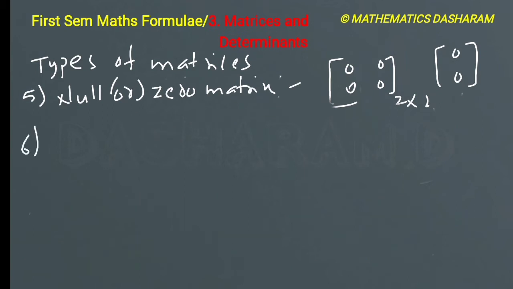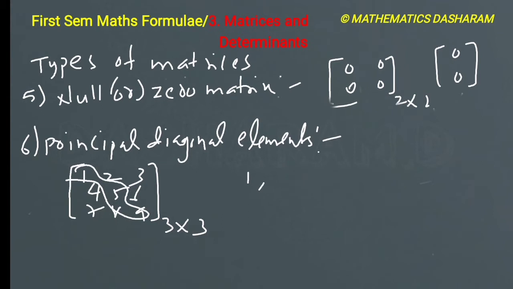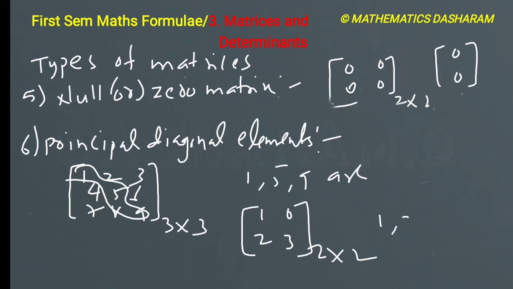Sixth one, principal diagonal elements. In a square matrix, here 1, 2, 3, 4, 5, 6, 7, 8, 9. Its order is 3 by 3. It is a square matrix. So here 1, 5, 9 are called the principal diagonal elements. Let's take one more: 1, 0, 2, 3. It is also a square matrix. In this, 1, 3 are called the principal diagonal elements.